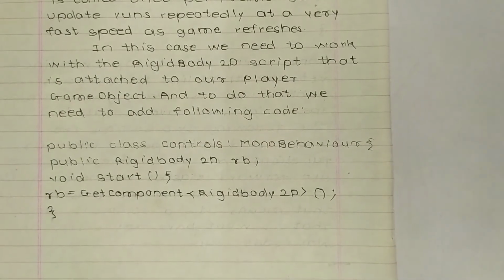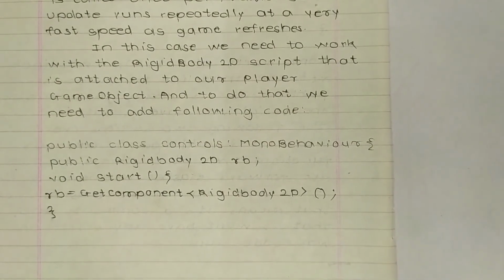In this case we need to work with the Rigidbody 2D script that is attached to our player game object, and to do that we need to add the following code. So we are here adding the Rigidbody 2D script. Public class Controls : MonoBehaviour. Public Rigidbody2D rb. Void Start: rb = GetComponent<Rigidbody2D>().